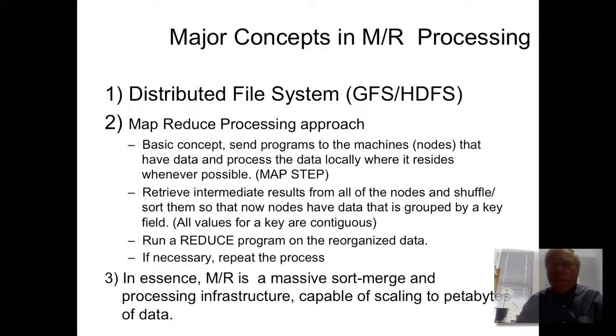The output of the local processing is retrieved, shuffled and resorted, basically, and sent back to nodes so that the output is now sorted on some primary key, and each node has some subset of those primary keys. Then you run a reduce program on the reorganized data: add it up, average it, do some kind of reduction process. And you may do this several times, and repeat it.